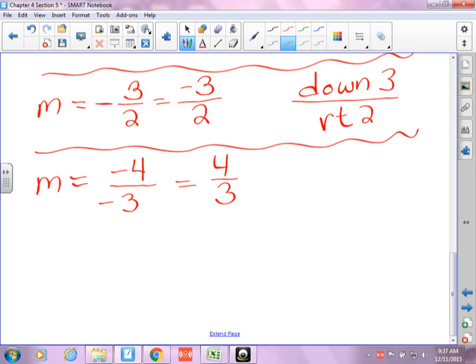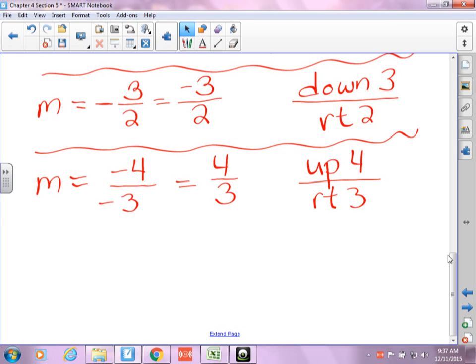Okay, so then what I do is, because my numerator is positive, I'm going to move up 4, and I'm going to move right 3. It's just the easiest thing to do. You either move up or down, and then you always move to the right. Okay, because kids get confused on that.